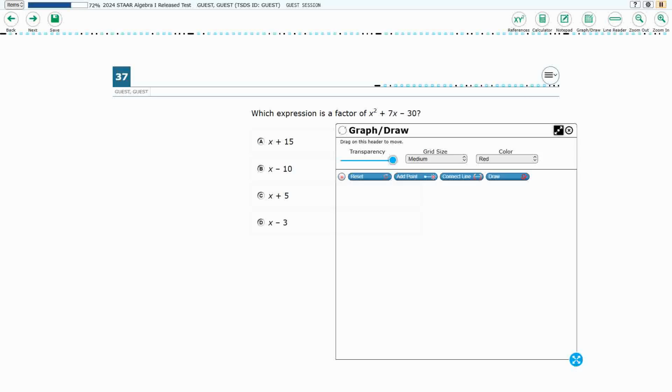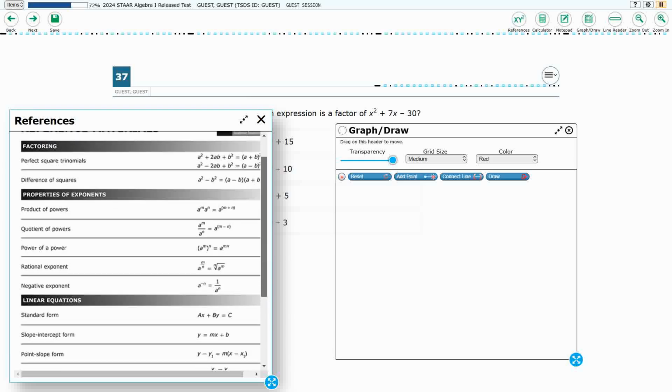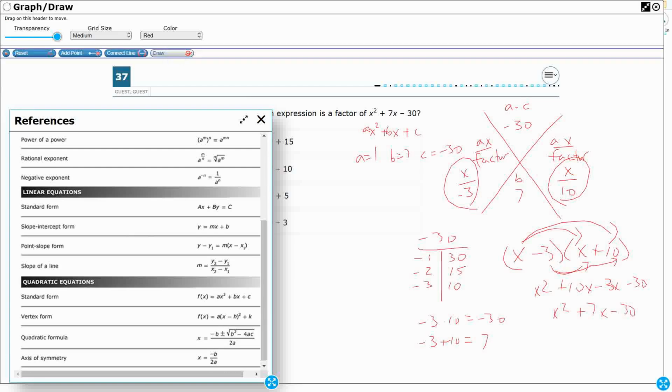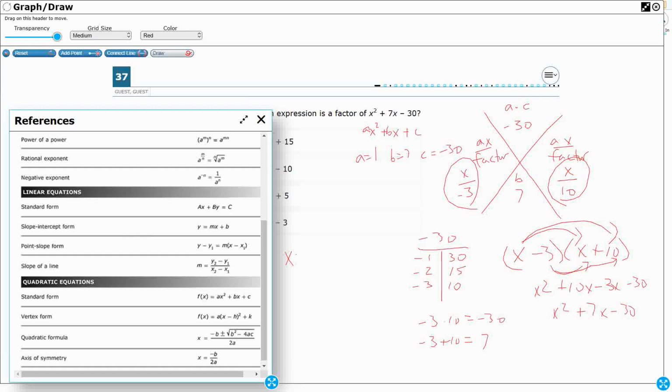Some of you might have used the quadratic formula, and that's fine. If we want to use the quadratic formula, we've got that right down there. And that also works. It always works. x equals negative b plus or minus the square root of b squared minus 4ac, over 2a. So our b is 7. So it's going to be x equals negative 7 plus or minus the square root of 7 squared, and I'm just going to call that 49, minus 4 times a is 1 times c is negative 30, over my 2a, which is just going to be 2.